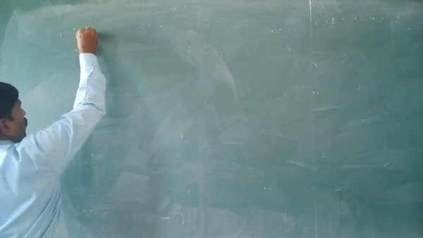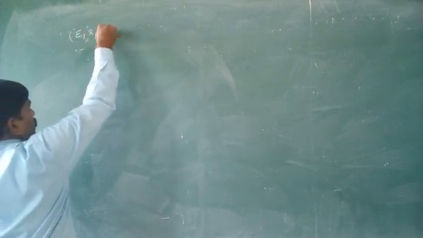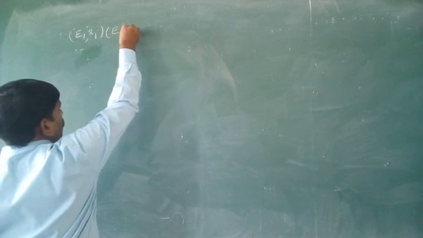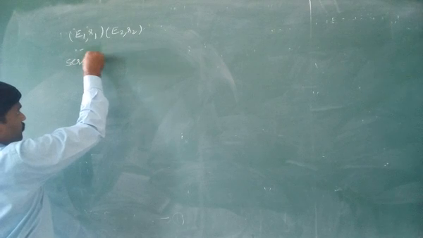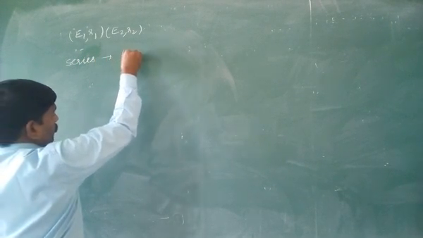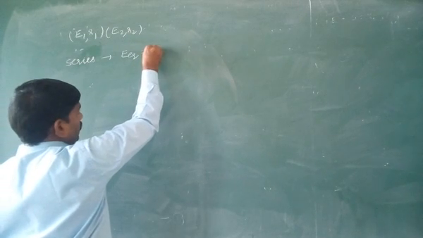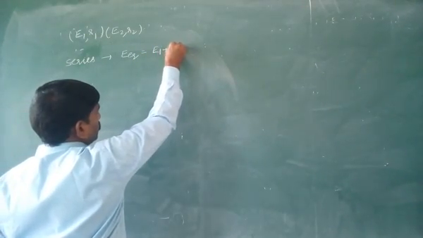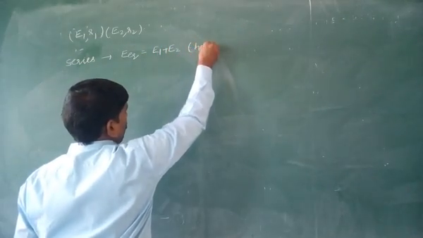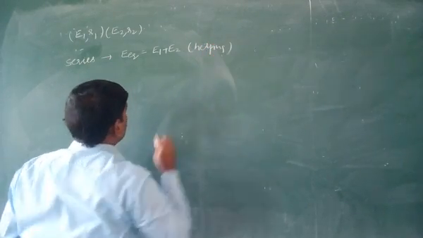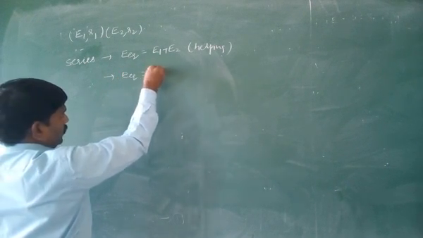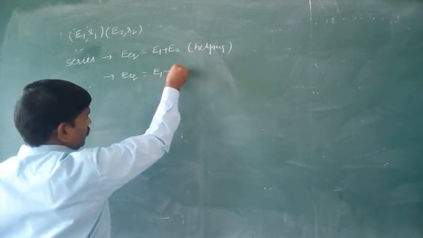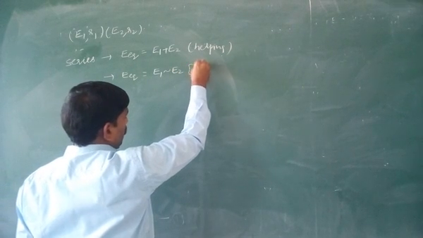E1, R1 and E2, R2. So in case of this series combination, the equivalent EMF is equal to E1 plus E2 in case of the helping manner. So here E equivalent is equal to E1 minus E2 in case of the opposing manner.